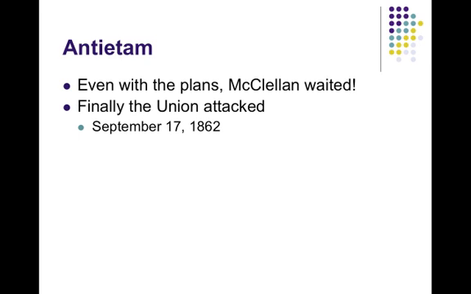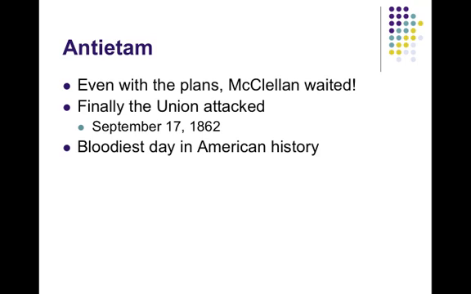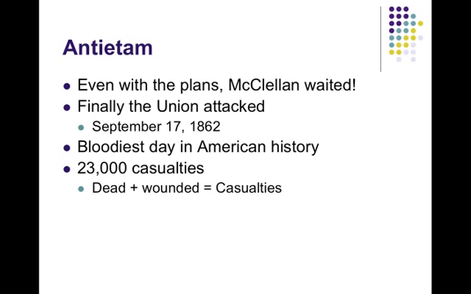Finally, though, the Union did attack the Confederates, knowing where they were going, and they attacked them on September 17th, 1862. And this is the bloodiest day in terms of deaths due to battle in American history, on American soil. There were 23,000 casualties in this one day. That includes dead and wounded whenever you talk about a casualty number. So if you ever see that when you're researching, that's what they're looking for.